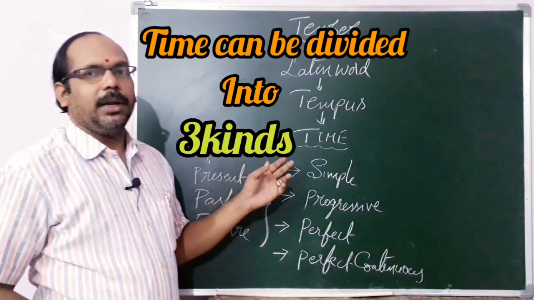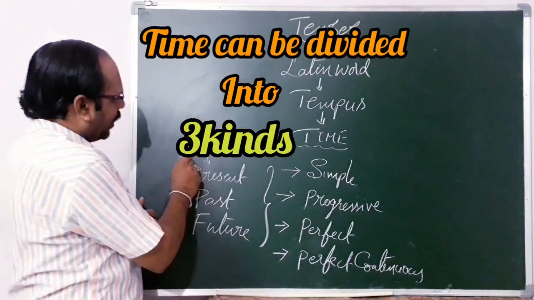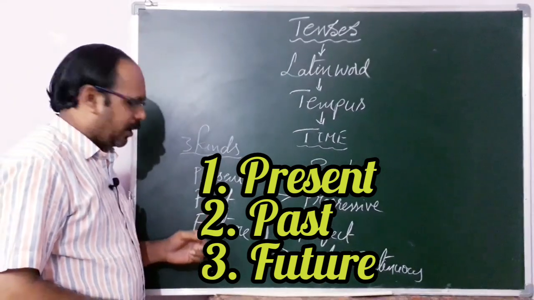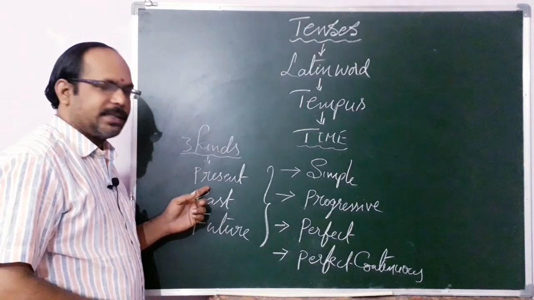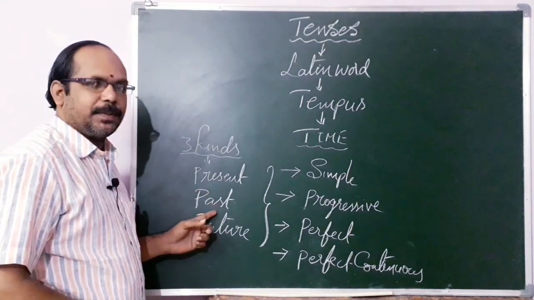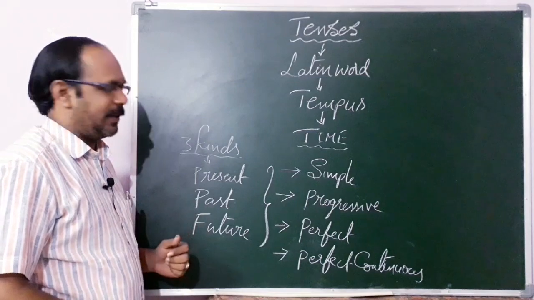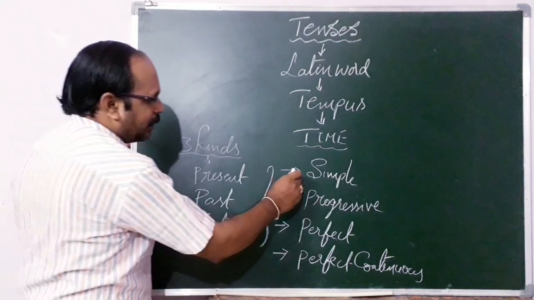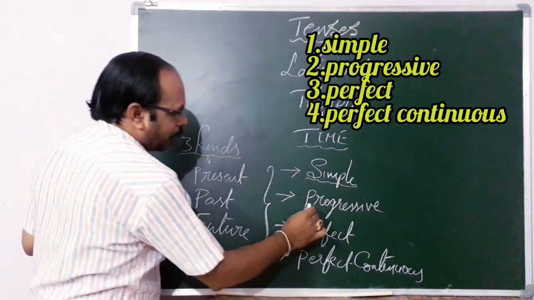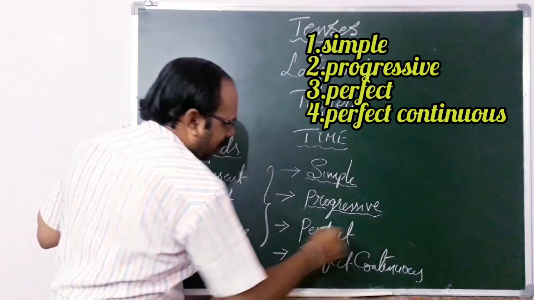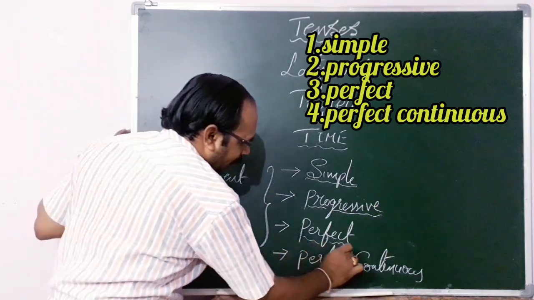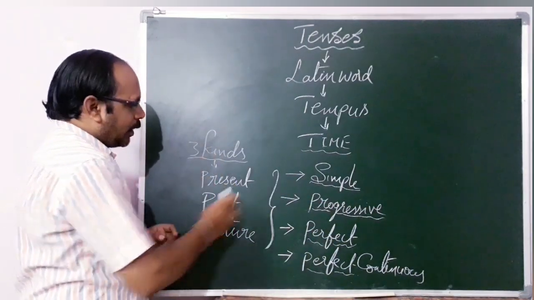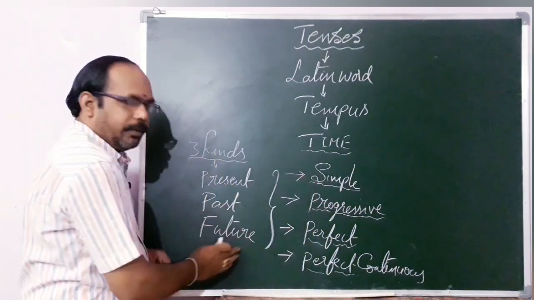So time can be divided into three kinds. The first one is present time, past time and future time, or otherwise present aspect, past aspect and future aspect. We can say like that. And each tense can be divided into four kinds again. That is simple, progressive or continuous, perfect and perfect continuous. Simple present, simple past, simple future.